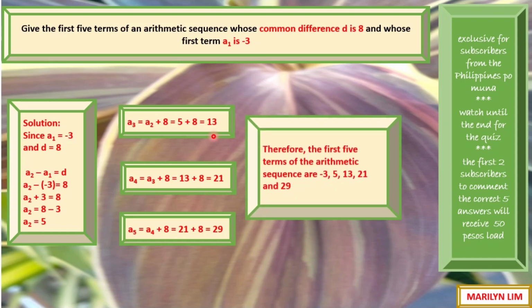And for our conclusion, the first 5 terms of the arithmetic sequence are negative 3, 5, 13, 21, and 29. So how do we get negative 3? This is our a sub 1. This is given. Okay? How do you find 5? 5 is our a sub 2 here. And we have 13 as our a sub 3. a sub 4 is 21. And our a sub 5 is 29.